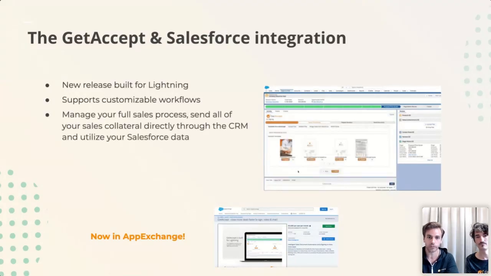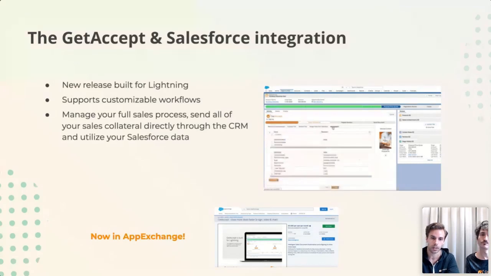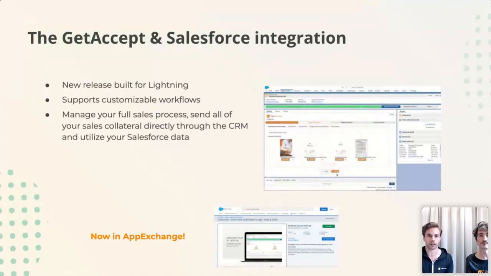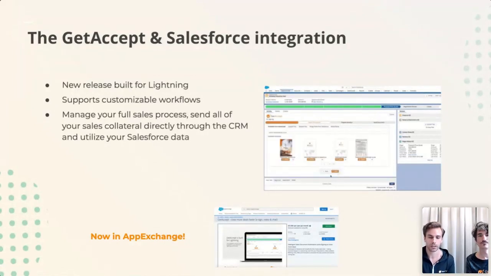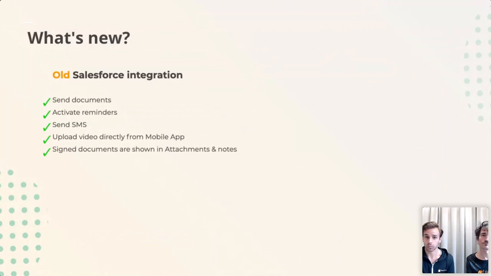You can send all of your sales collaterals directly to the CRM, and you can also use Salesforce data that Adam will show you later in how you can populate different types of fields into your documents. But what's new with the new integration? What's different and what have we added to the new one?